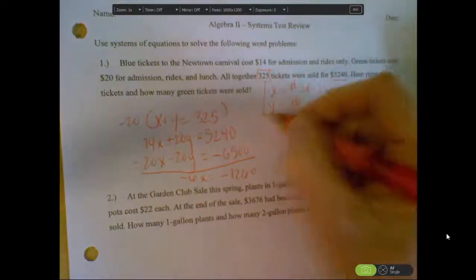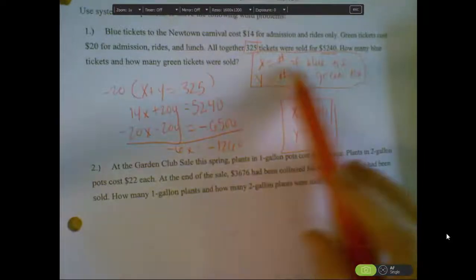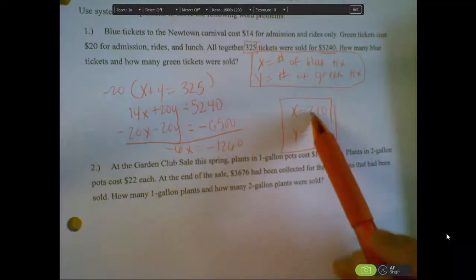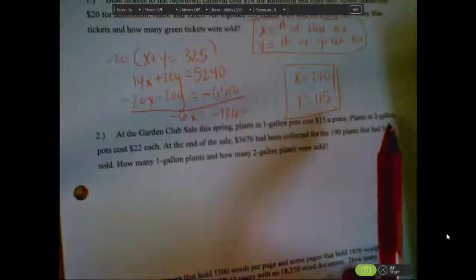And as long as I have my variables defined, I can stop there because my reader can tell that there were 210 blue tickets and 115 green tickets. You could have switched your variables, you'd still get the same answer.